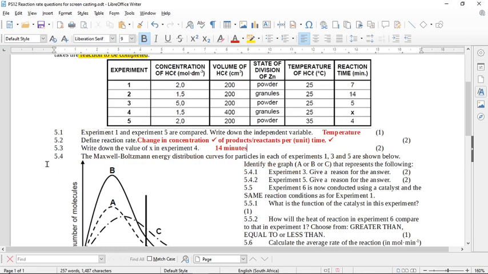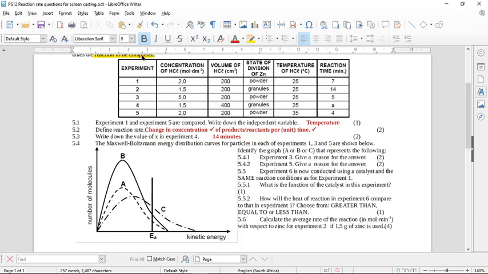Now, can we get the table and this in the same field of view? Okay, I need the table and the graphs. It says the Maxwell-Boltzmann energy distribution curves for particles in each of the experiments 1, 3, and 5 are shown below. Identify the graph A, B, or C that represents the following. Before I even do this, I look at the graphs and make my own conclusions from the graphs before I look at the reactions.